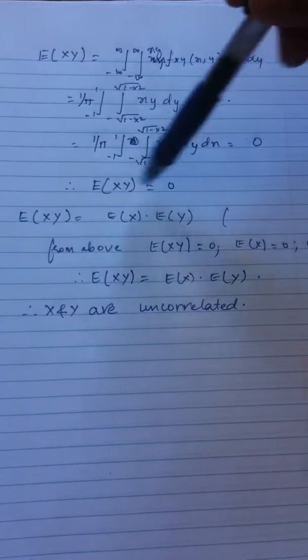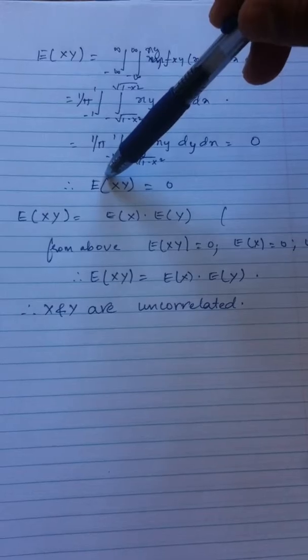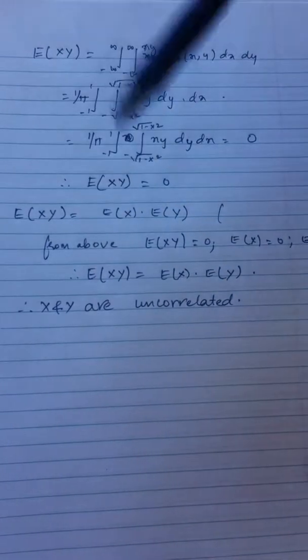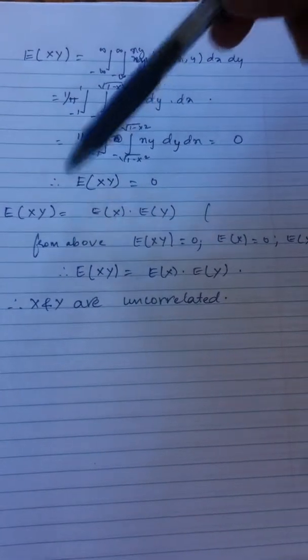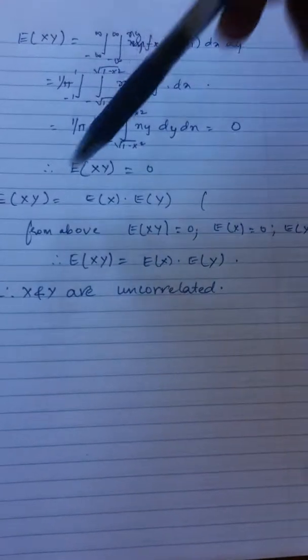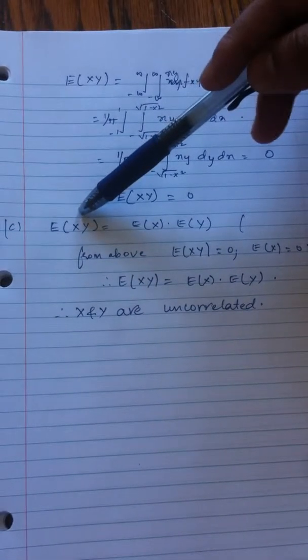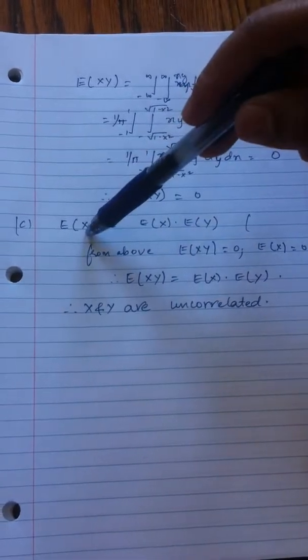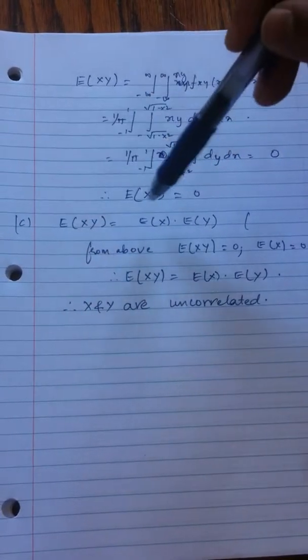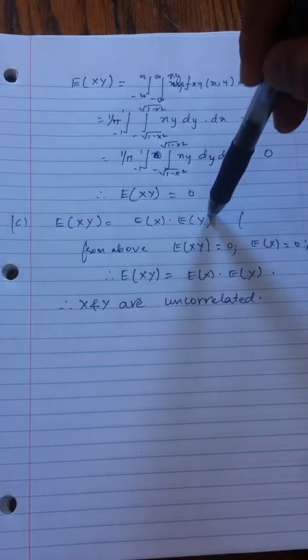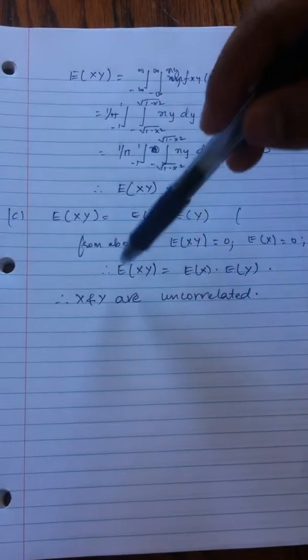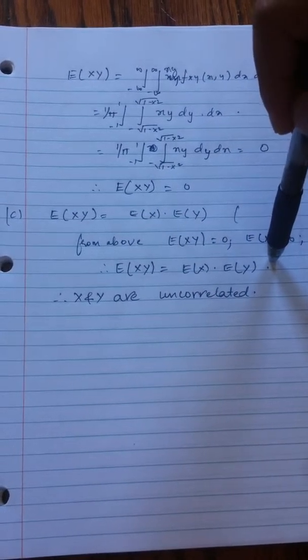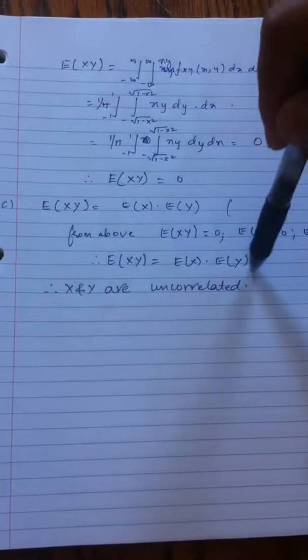Now for the c part, we have to prove or disprove whether X and Y are uncorrelated. To prove that X and Y are uncorrelated, we have to show that E of XY is equal to E of X times E of Y. From above we have seen that E of XY is equal to 0, E of X is also equal to 0, and E of Y is also equal to 0. Therefore E of XY is equal to E of X times E of Y, and thus X and Y are uncorrelated.